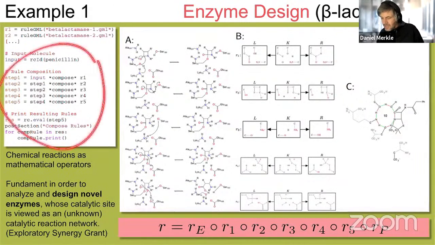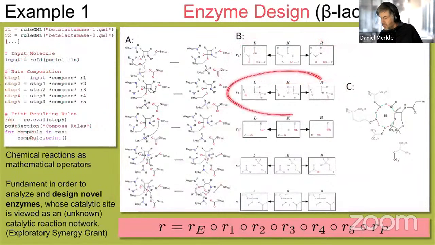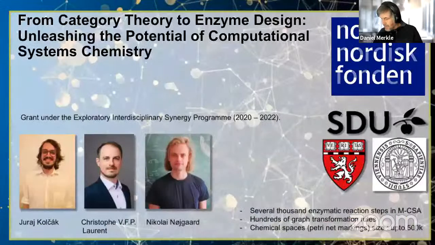Here you literally see the code of our framework. You take those 4 or 5 reaction steps, you compose them literally with each other, and you get the overall reaction of the beta-lactamase as a rule. You might get even many rules, because the composition might not just end up in one overall rule. But that's things you can do, and we illustrated this for the beta-lactamase.